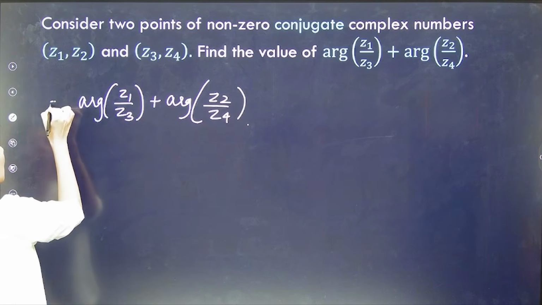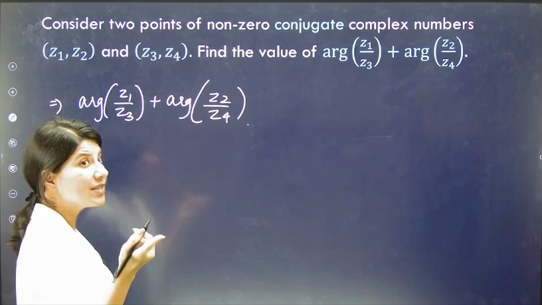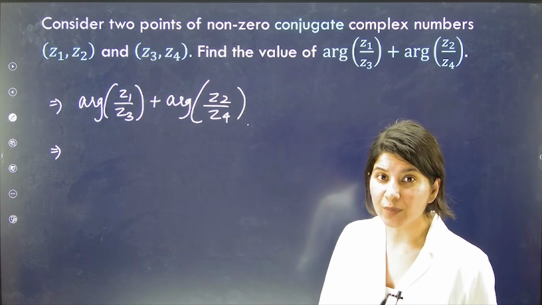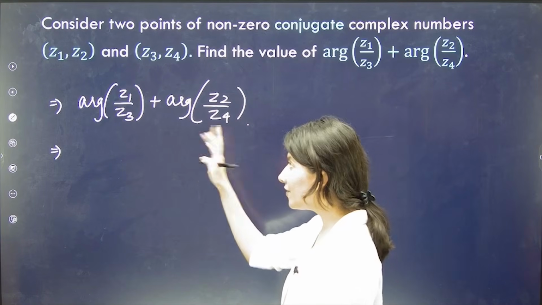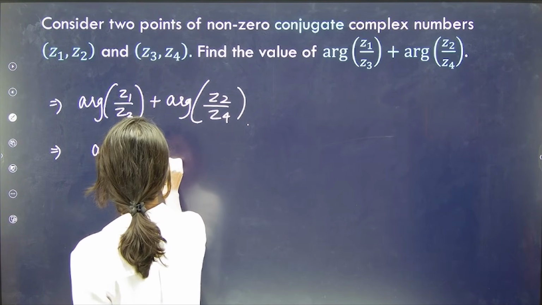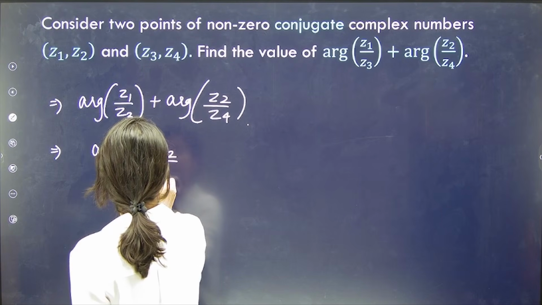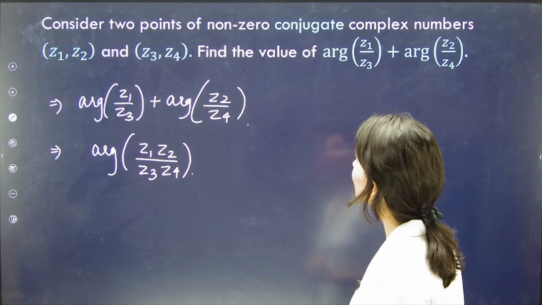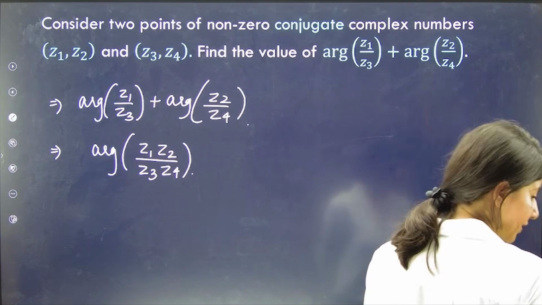Okay. All right. Now let us apply that property. Argument of z1, z2 is argument z1 plus argument z2. So reverse property. So this is going to be argument of z1, z2 upon z3, z4. This is what we are looking for.